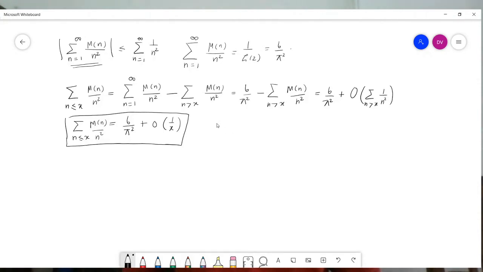Now let us see the proof of the asymptotic formula for the partial sum of the Euler-Quotient function. That is given by theorem 3.7.